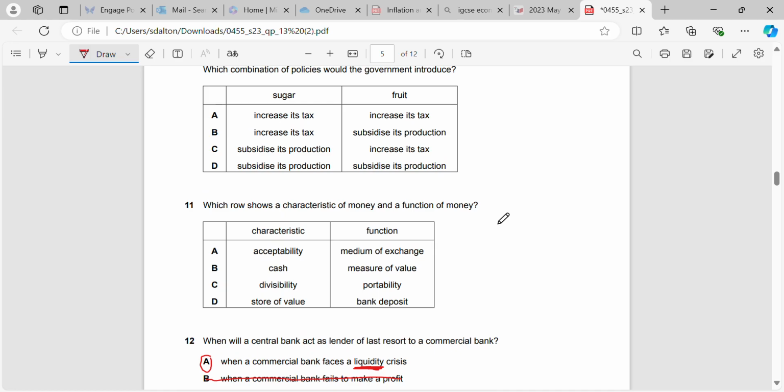Okay, question 11. Which row shows a characteristic of money and a function of money? So again, I'm not going to spend too long on this. Very simple. I said it in the other ones for the May-June 2023 papers. You just need to review and learn the characteristics and the functions of money. In this case, the correct answer is A. So characteristic is acceptability, and the function is a medium of exchange. Just go to your chapter 3 on money and revise or learn your characteristics and functions.